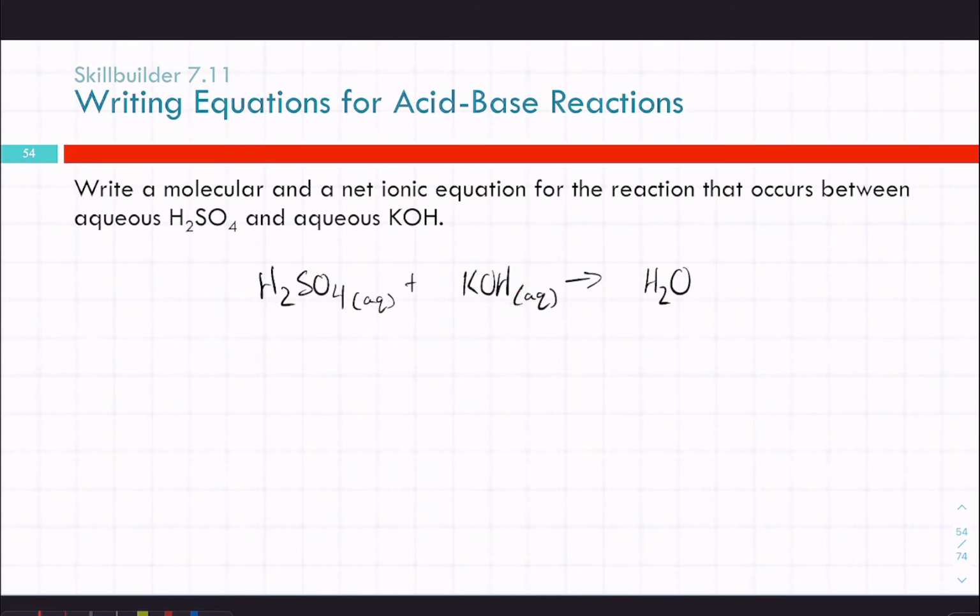It's not balanced yet, but our other product will be, if we have H plus and SO4 2 minus, then we'll have this SO4 2 minus with the potassium on the right side. This will be K2SO4. And this is the liquid. This is aqueous.